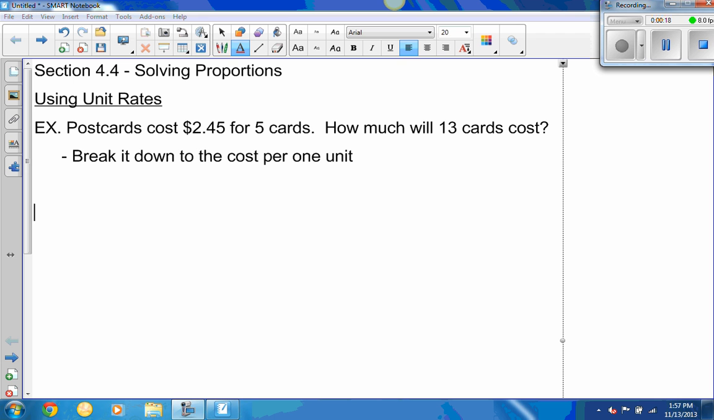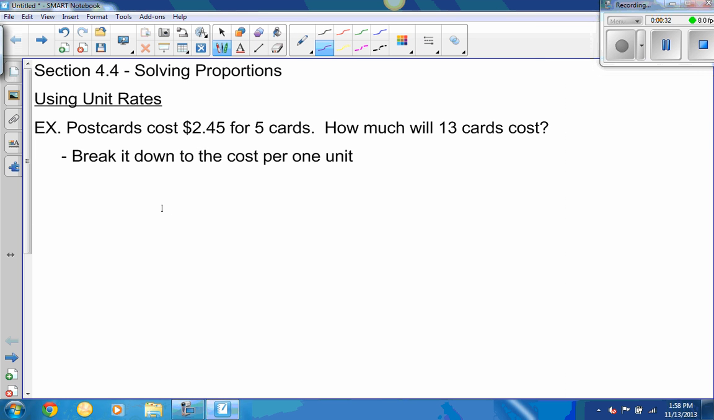So the first one we're going to do is using unit rates, and that's perfect since we just learned about unit rates and how to do that, breaking it down per one item. It's called unit cost when we're talking about money. So if I have postcards that cost $2.45 for 5 cards, how much will 13 cards cost?